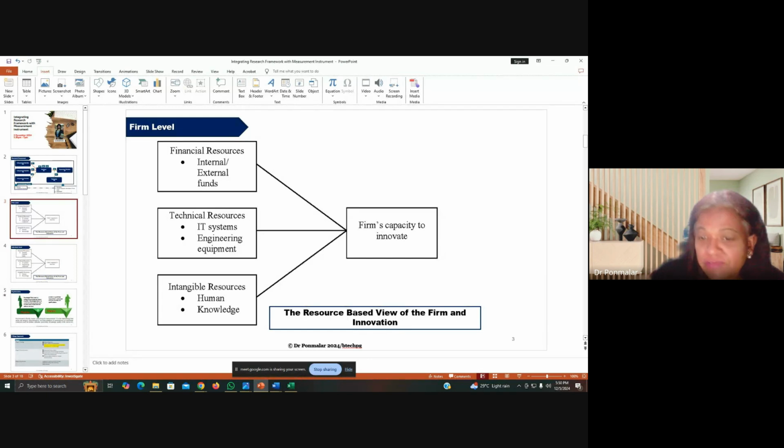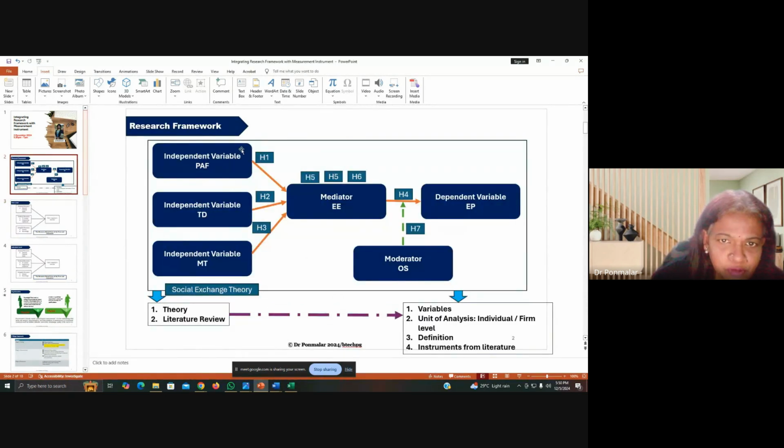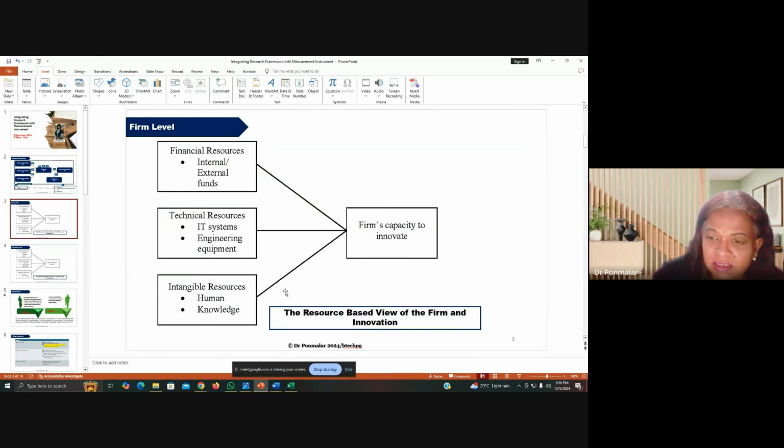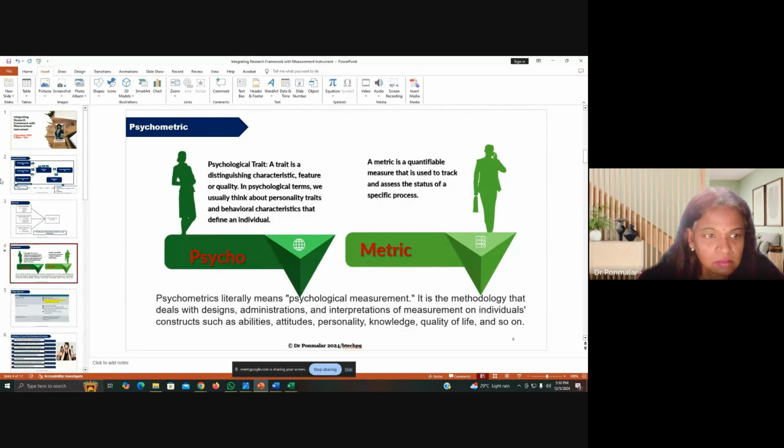So in this type of study, if you're using RBV, can you bring an individual type of variable and put it here? Can or not? Cannot. So that's why you must know what theory you are using and what your unit of analysis is from the very beginning. I don't want you to wait until chapter 3, when you're conceptualizing your instrument, and only then start thinking, because you're going to have a lot of problems later. Okay, clear now?